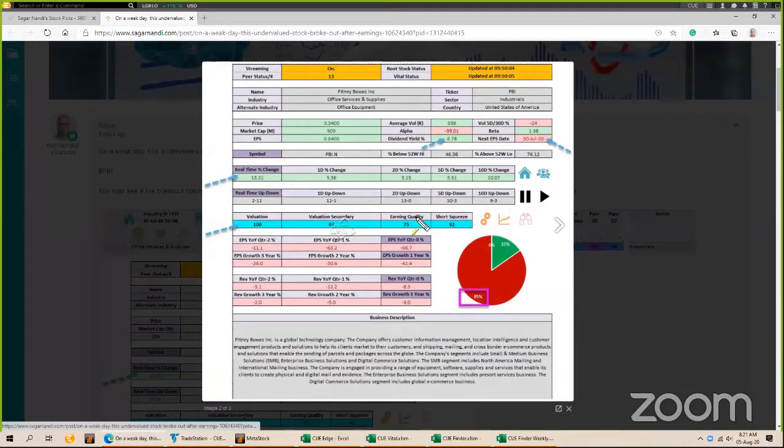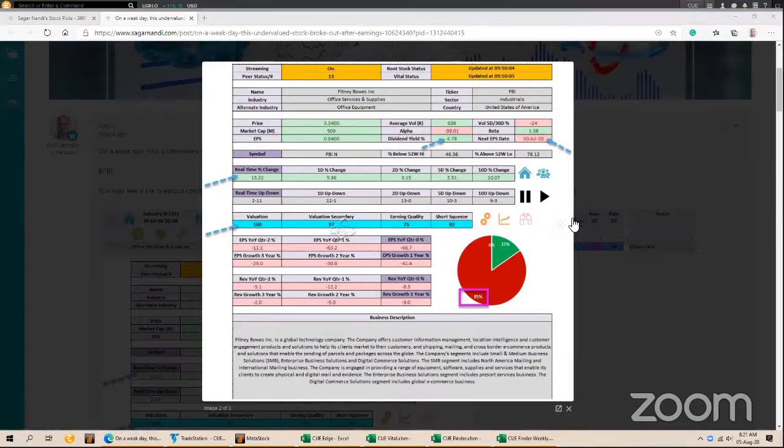Excellent valuation. When everything in this band is cyan color, we know valuation is excellent. Also a short squeeze potential, great earnings quality. It was up by more than 13%. And when this entire band here is green, you know that it is consistently going up, not only on that day, but for a while. And also a very nice dividend yield, 6.7%. So I was happy to take a trade in PBI. I was aware of the earnings day.